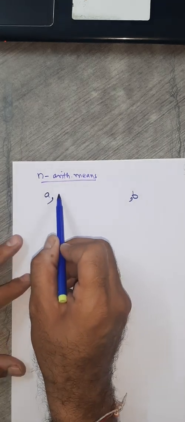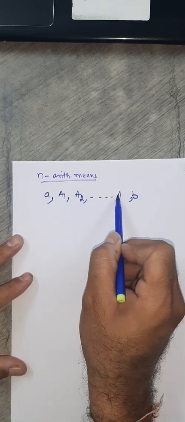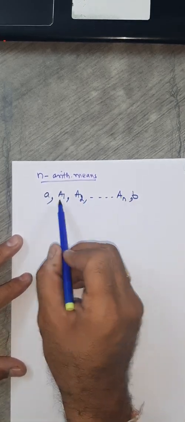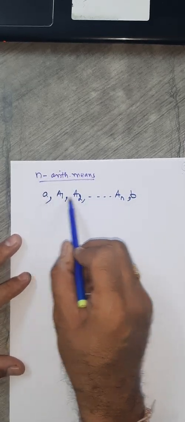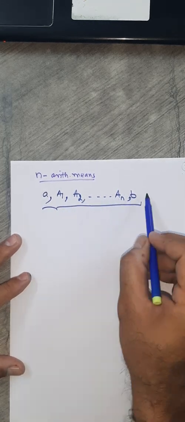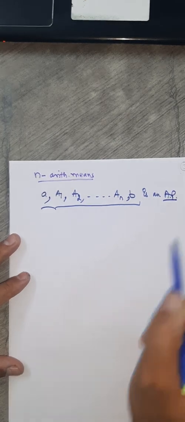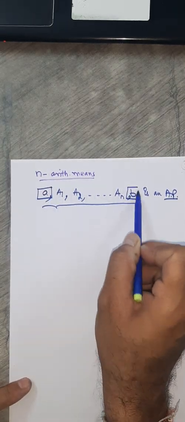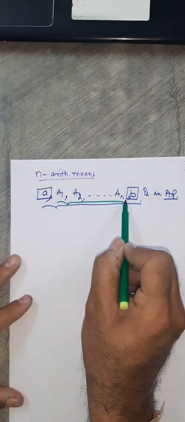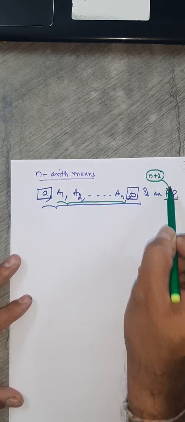Here I am going to put n numbers, A1, A2, and so on up to An. We are going to put n numbers in such a way that the total, which is n plus 2 numbers, forms an arithmetic progression. Between these two numbers a and b, you have placed these n numbers in such a way that the total of n plus 2 numbers forms an arithmetic progression.